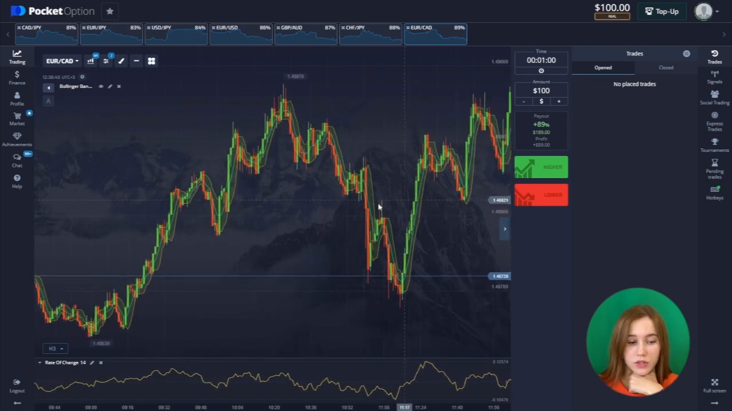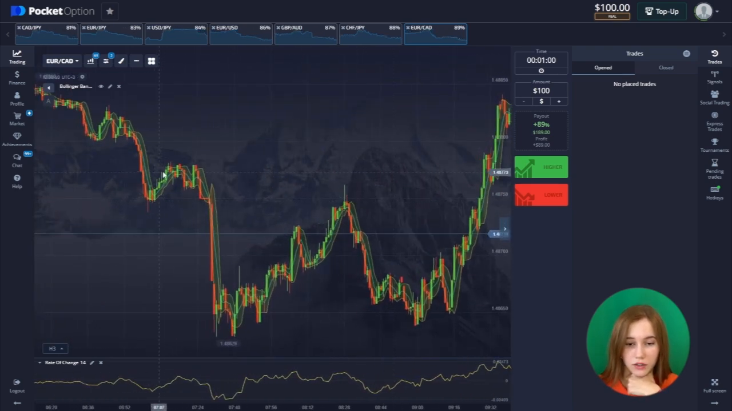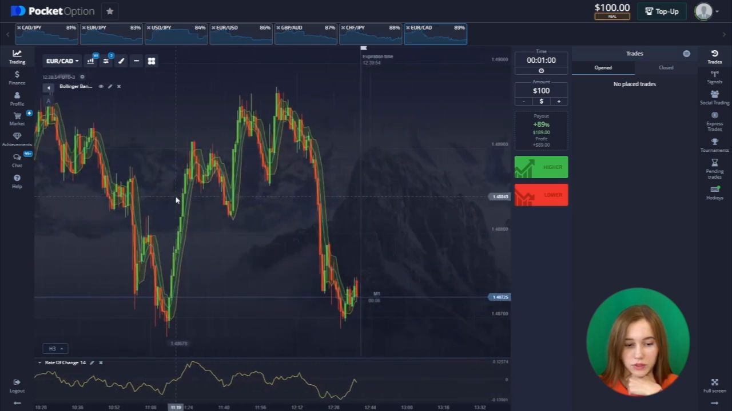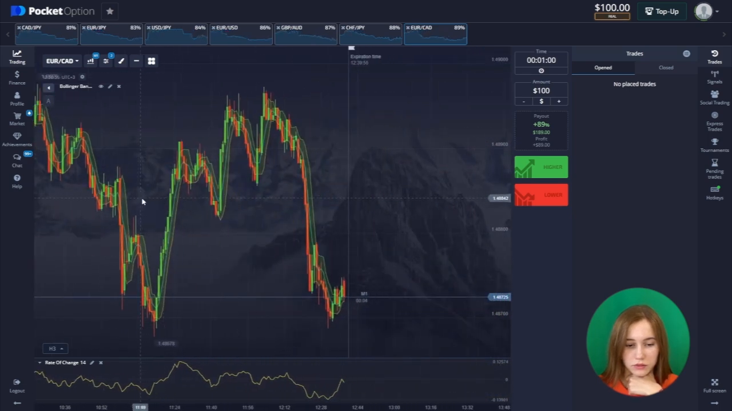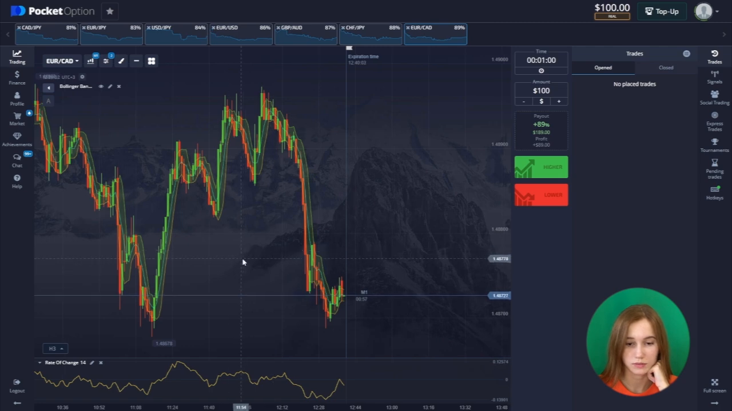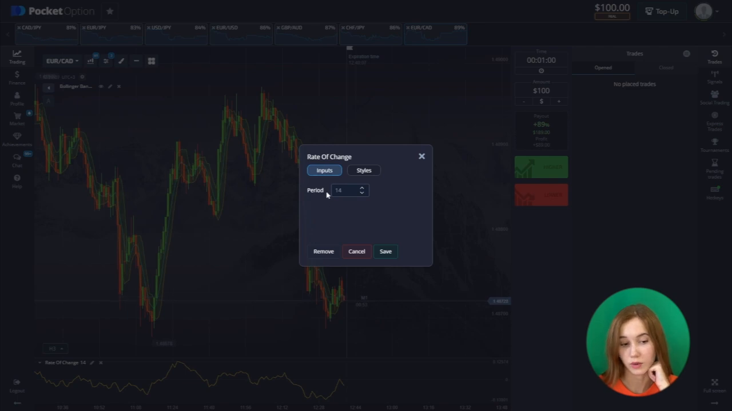Secondly, it can also show some kind of consolidation, like here. So, uptrend. When beyond the lower limit, there is a downward trend.